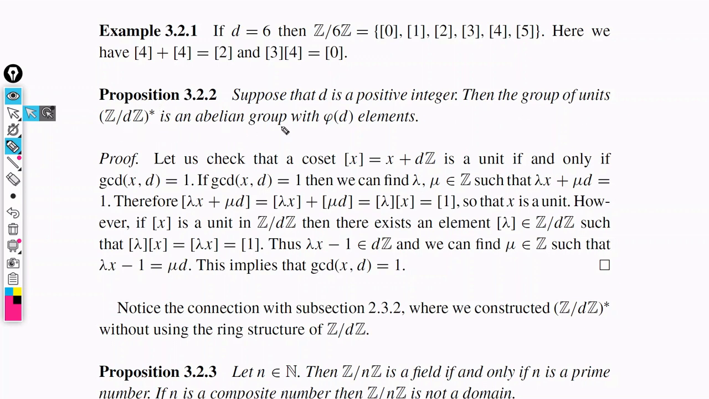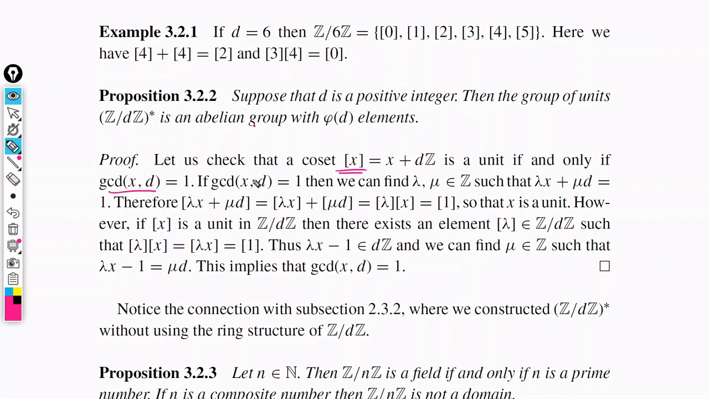Okay, next result is, suppose that D is a positive integer, then the group of units Z by DZ star is an abelian group with phi of D elements. So first we are going to establish that a coset X, that is X plus DZ, is a unit if and only if GCD of X and D equals 1. Okay, so consider the first part.